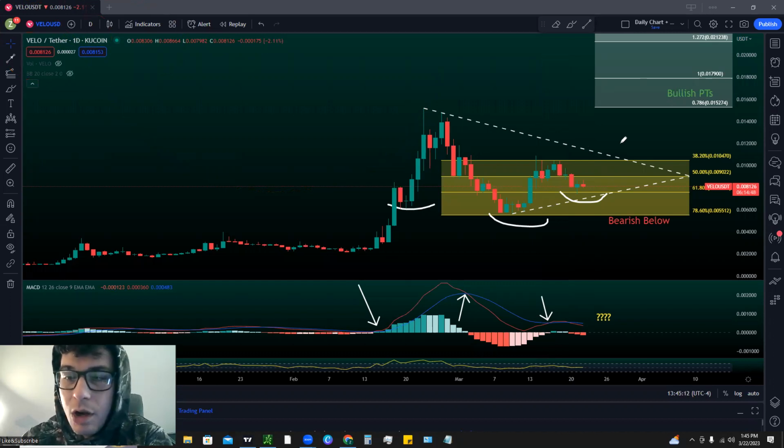With that being said, we're going to go over some of the key levels of support that we need to hold to have any chance of rallying and pushing up higher. We do have a little bit of a triangle pattern forming as well. And we're also going to take a look at the MACD and this possible inverse head and shoulders.